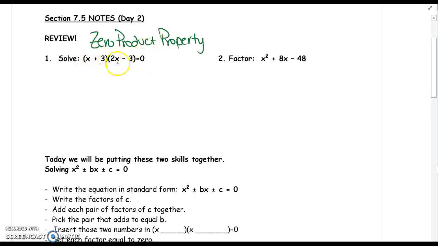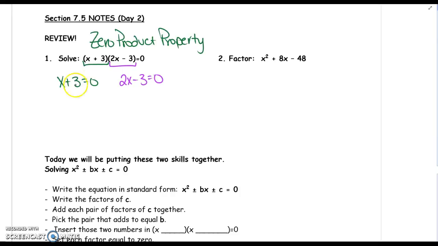Because you're multiplying these two things together and getting an answer of 0, that means either x plus 3 has to equal 0, or 2x minus 3 has to equal 0. And you would solve both of those equations.